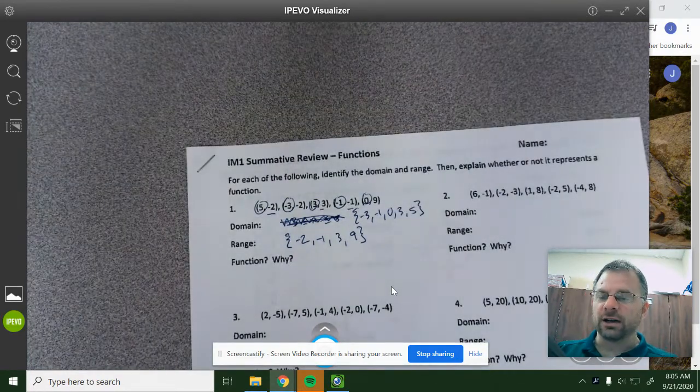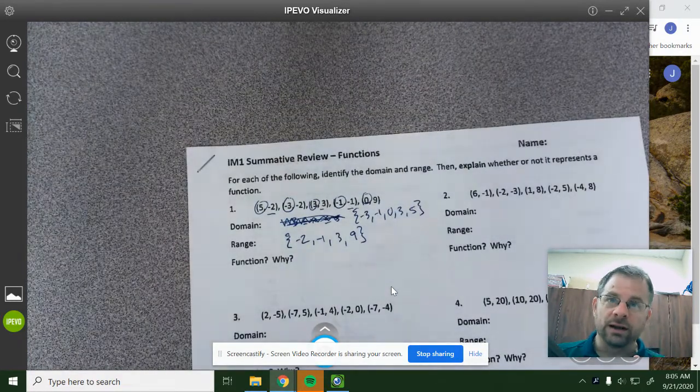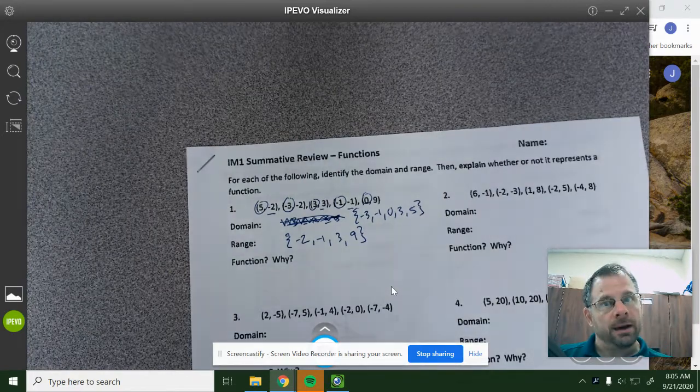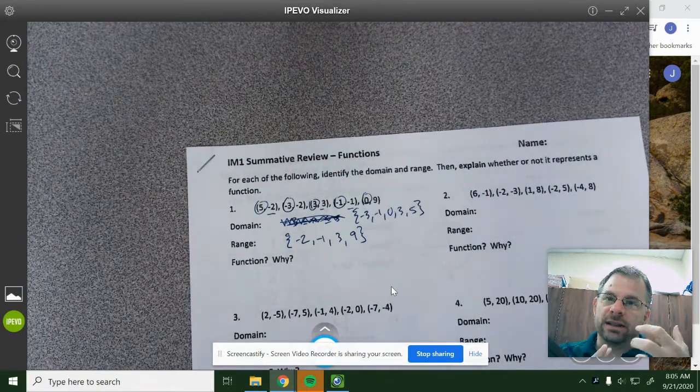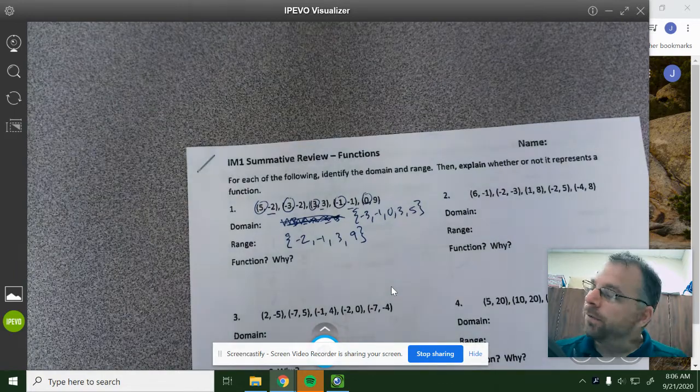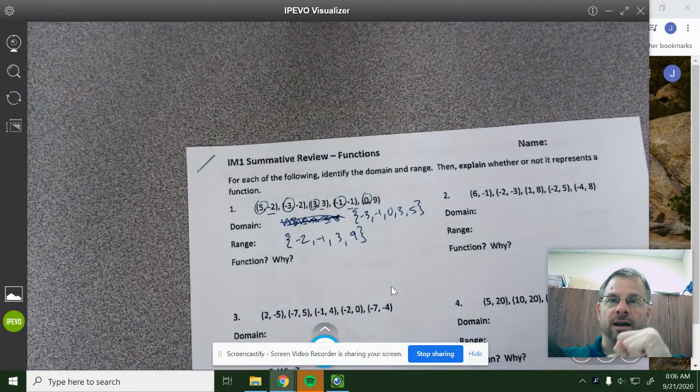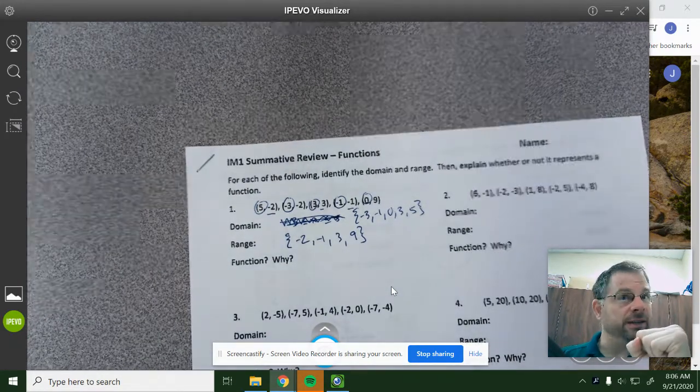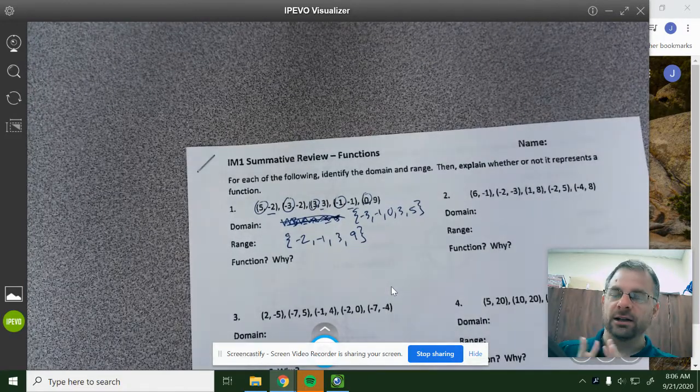And to be a function, I just need to make sure that each input has only one output. Every time I hit that button for the input, does the same thing come out? It's not a function if sometimes I hit the button and I get one output, and sometimes I hit the same button and I get a different output. That makes it not a function.